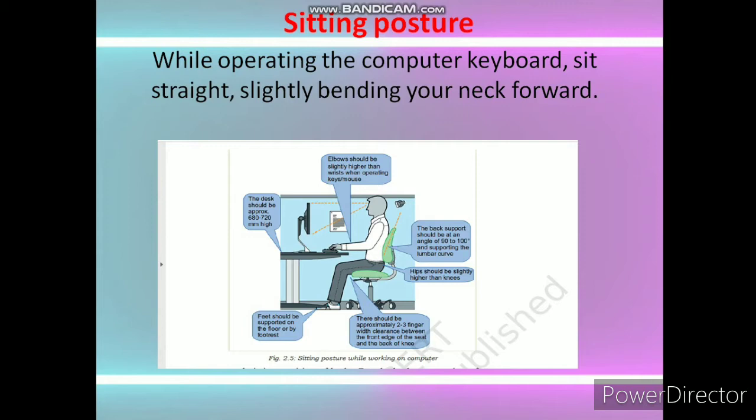Hips should be slightly higher than knees. There should be approximately 2-3 finger width clearance between the front edge of the seat and the back of knees. Feet should be supported on the floor or by footrest. The desk should be approx 680 to 720 mm high.